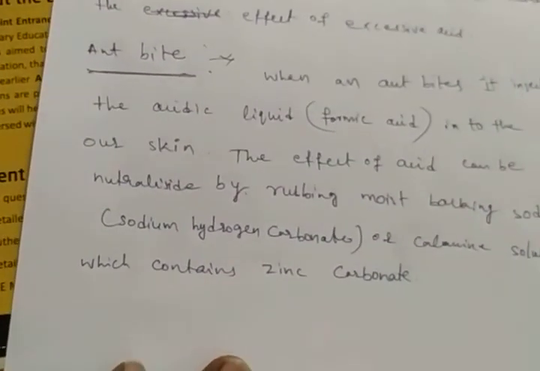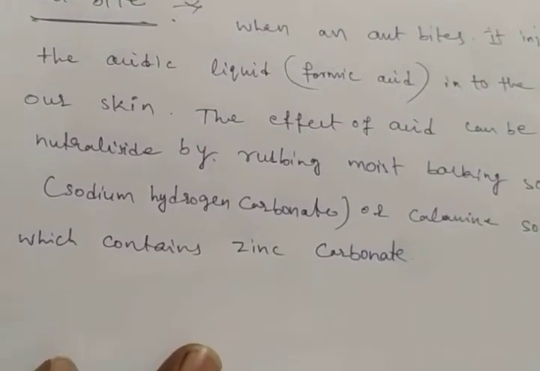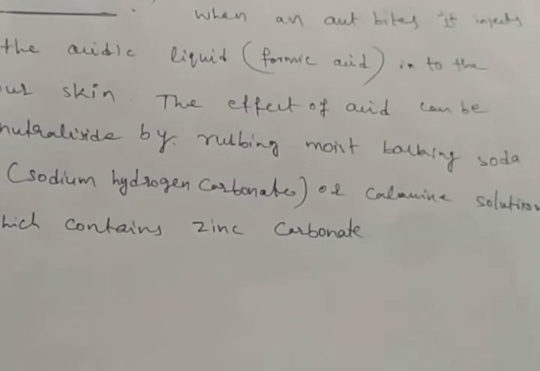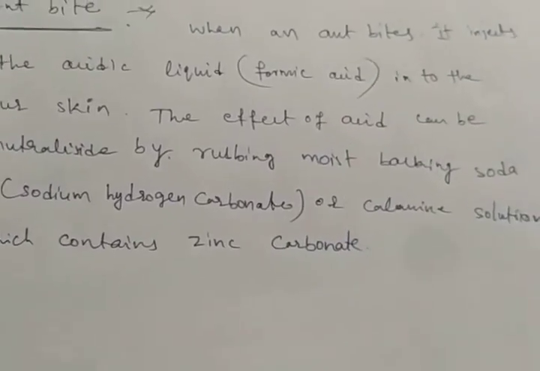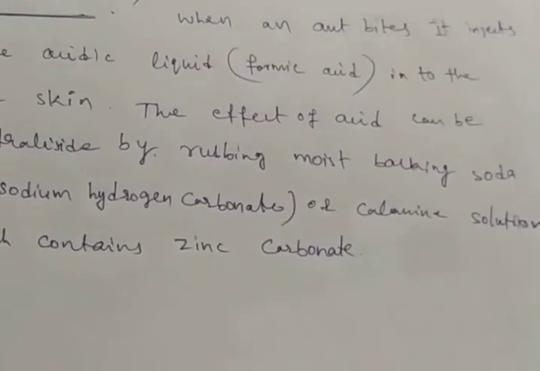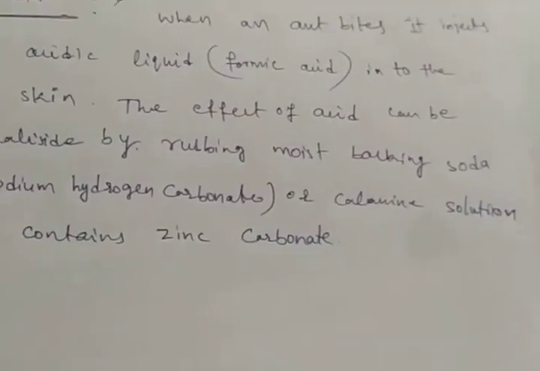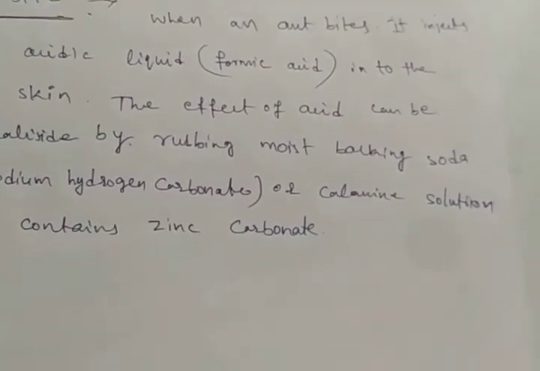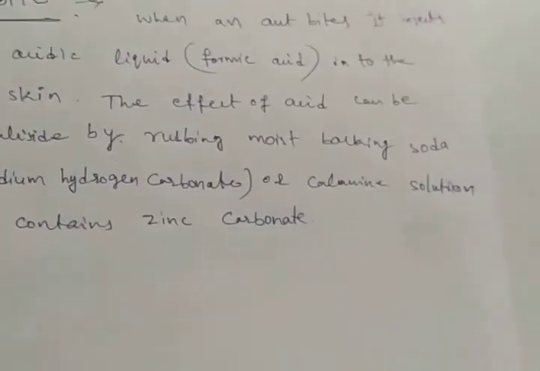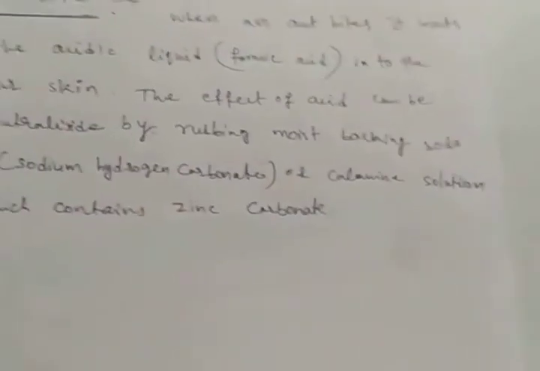Okay, this is about neutralization in everyday life. One is indigestion, another one is ant bite. When an ant bites, it injects an acid, that is formic acid. So the effect of the acid can be neutralized by rubbing moist baking soda or calamine solution, which contains zinc carbonate.